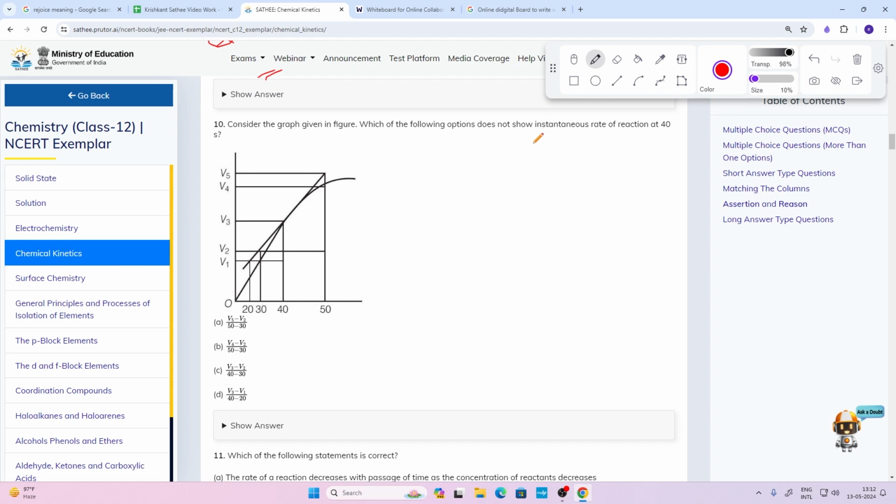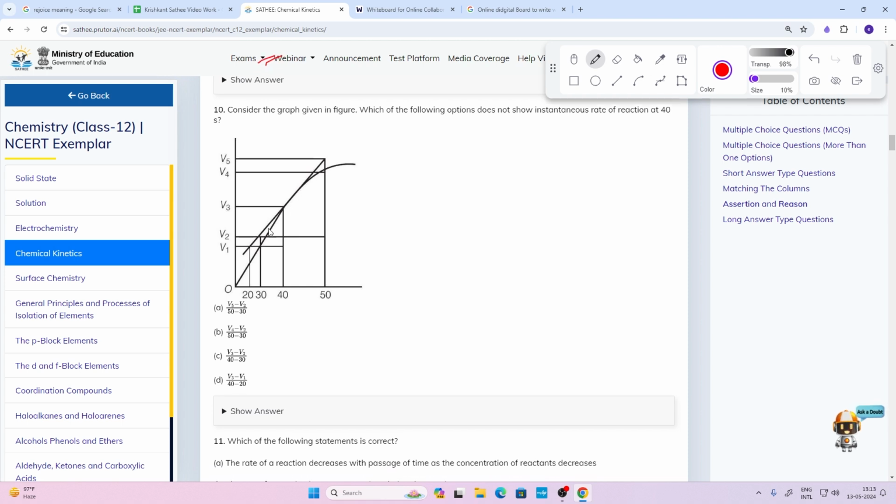So out of this, which is not showing the instantaneous rate of reaction? The instantaneous rate of reaction is basically a tangent. So this is the tangent, right? Look at it properly. This line is the tangent. If you find the slope of this tangent, then our work is done.